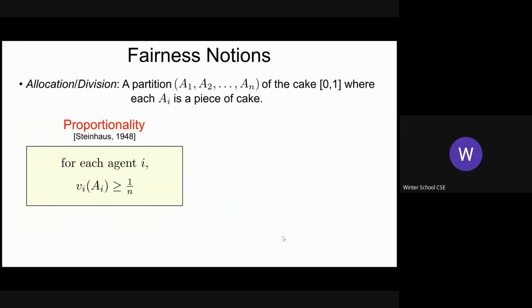I'm going to call an allocation A, where these A_i are the pieces that different agents get, A_1, A_2 up to A_n, fair in the sense of being proportional if every agent's value, agent i's value for its own piece A_i, is at least 1 over n. Suppose there are n agents. So if there are 3 agents and every agent is getting a value of at least 1/3, then that is a fair allocation in this sense. And remember, this is 1/3 of their value for the entire cake, right? The entire cake is valued at 1, so this is 1/3 of that, or 1/nth of that.